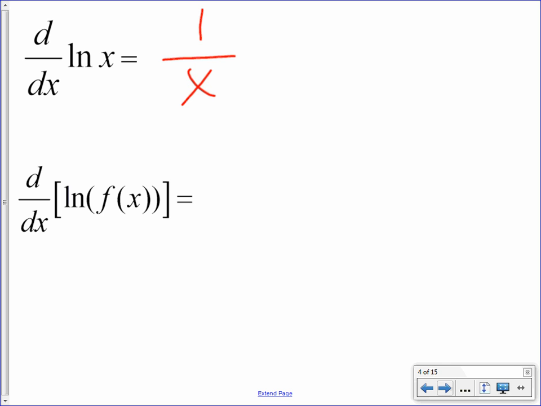All right. So what about if I have the derivative of the natural log of f of x? What's the derivative of natural log? 1 over what's inside, times the derivative of what's inside.